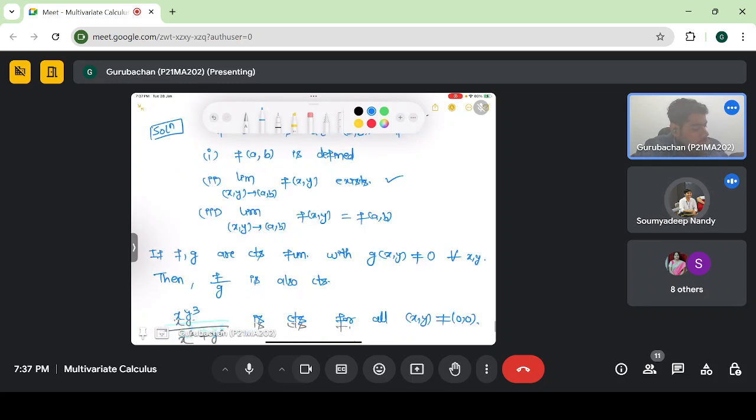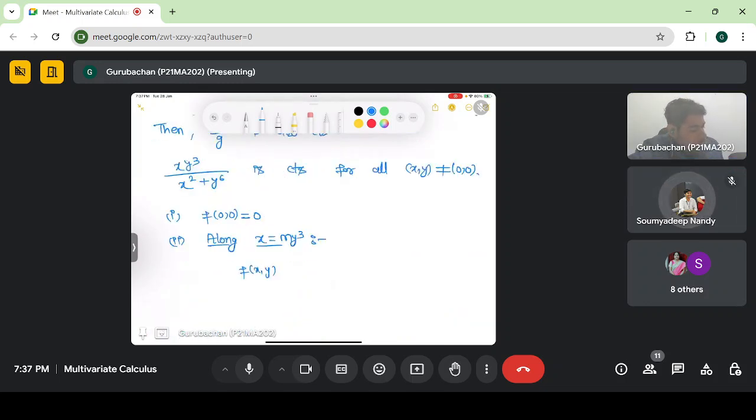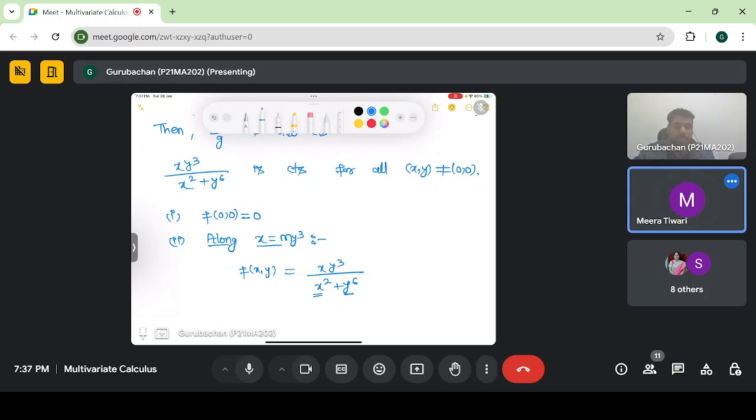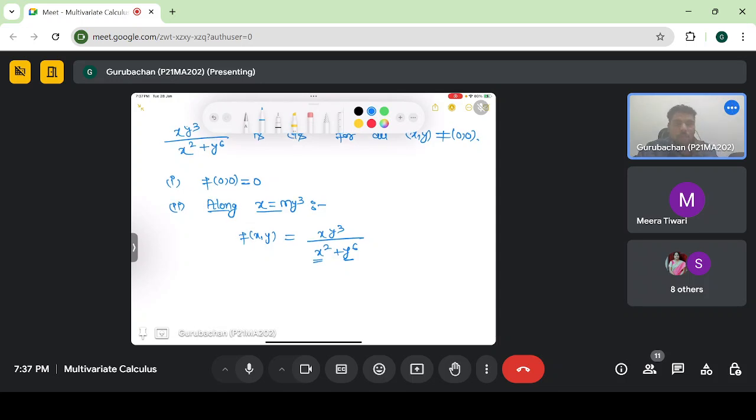So our function f(x, y) is x y cube divided by x square plus y to the power 6. What is the highest power of denominator? It is 6. Our target is to take out common y to the power 6. We have to choose such curves to check the limit existence. So here it is x square and here it is y to the power 6. So what can be the value of x in terms of y so that its power also becomes 6? Tell me. Y cube. And since we are taking a generalized curve, we have taken x equal to m y cube. I hope I am clear with this curve chosen, x equal to m y cube.